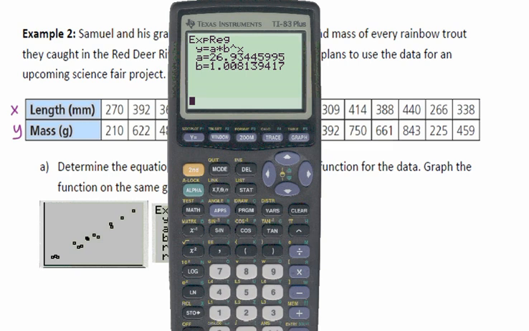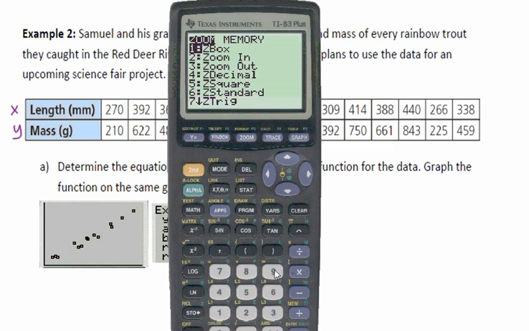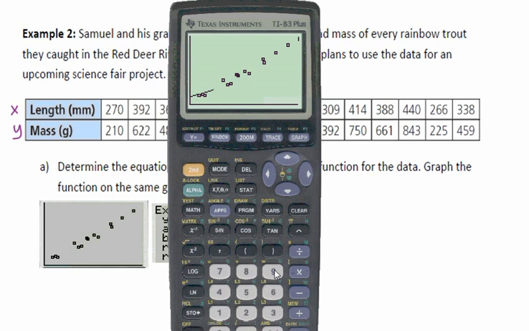Okay, so the easiest way to get our graph, zoom 9. Does yours look something like that? You're crazy looking. What's wrong?